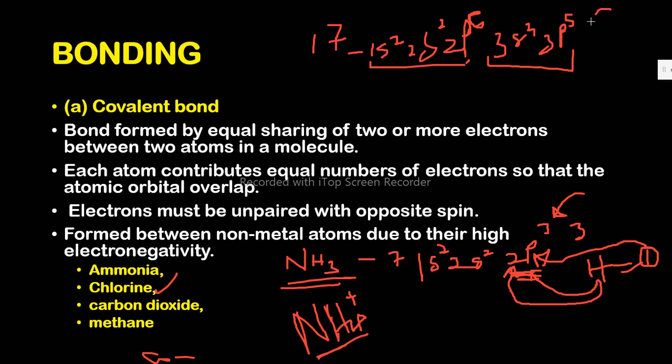So now it needs just one electron to become full, to become stable, to have that octet structure, to fulfill the octet rule. So now, what is it going to do? Since it cannot easily gain one, the two chloride atoms will come together.